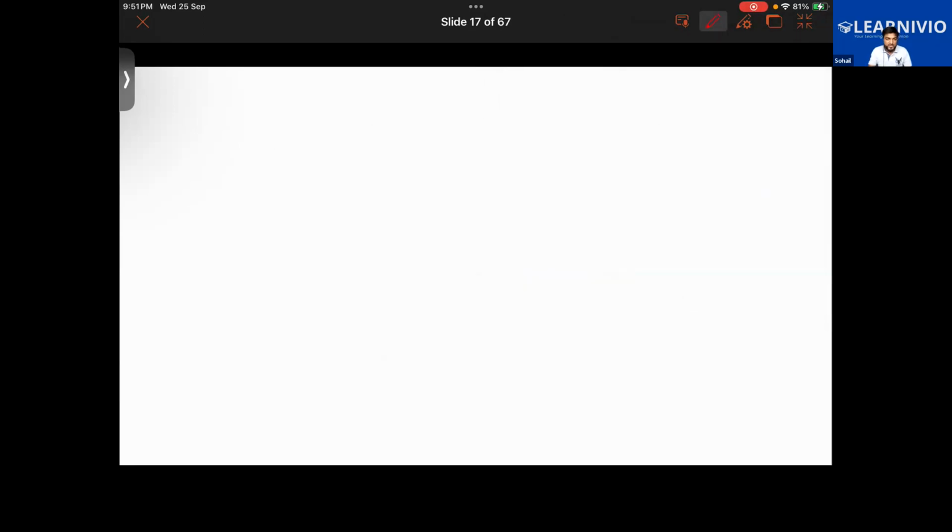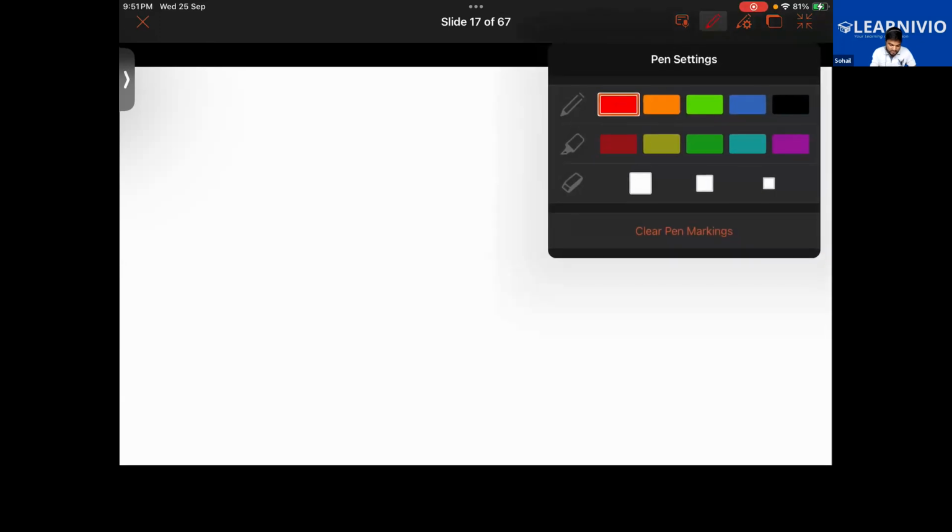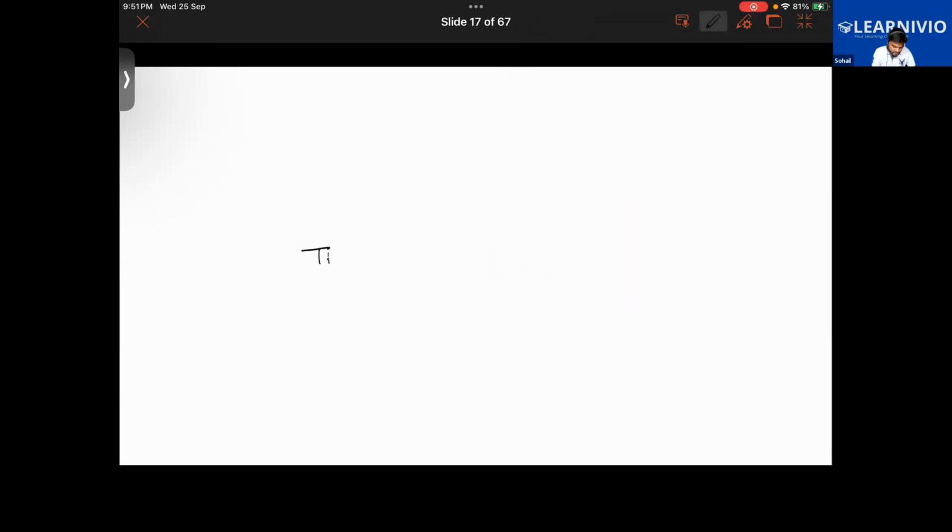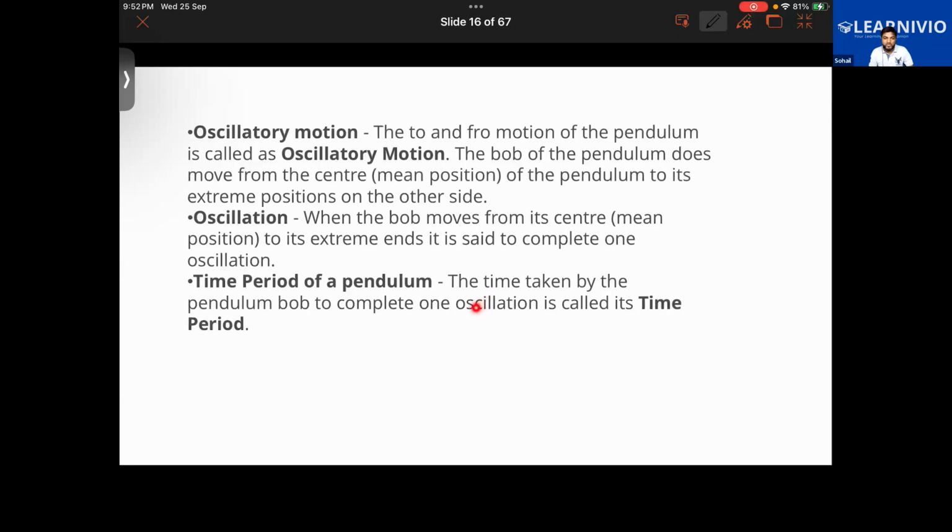Okay, let's do some questions on this. First of all, let me give you the important formulas here. Talking about the time period and the frequency. Time period is basically nothing but the time taken by the pendulum to complete one oscillation. That will be called the time period. Getting it, guys? The time taken by the pendulum bob to complete one oscillation is called the time period.